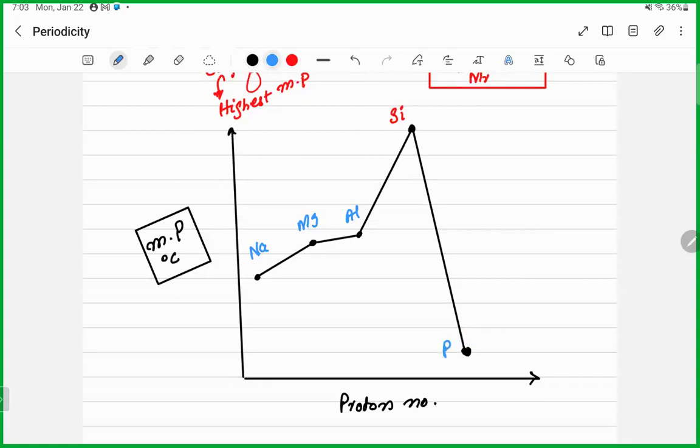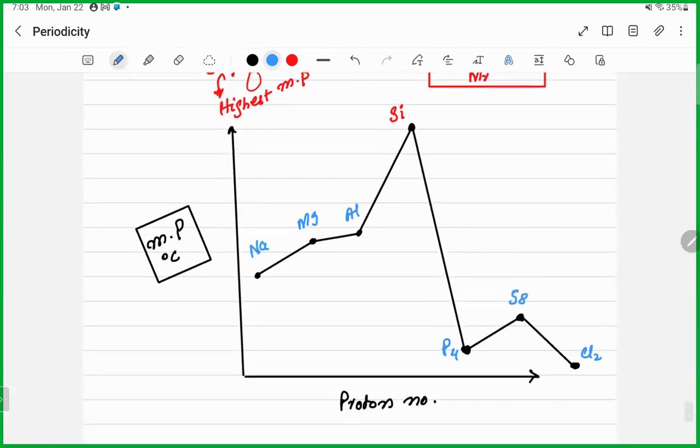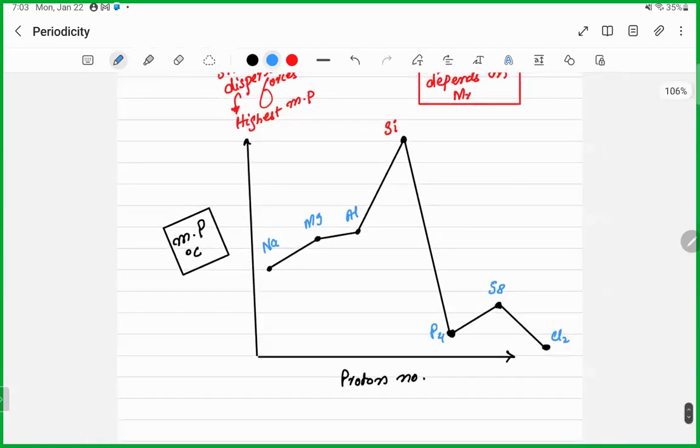Now all non-metals have a lower melting point as compared to this, so this one is basically phosphorus, which is P4। Phosphorus से ज्यादा you have sulfur, which is S8, and the chlorine should be lower than phosphorus. So यहाँ पर this is the melting point of Cl2. ठीक है? Clear? So this is a graph of a melting point. Slightly different graph, but I'm sure that it should make sense now.